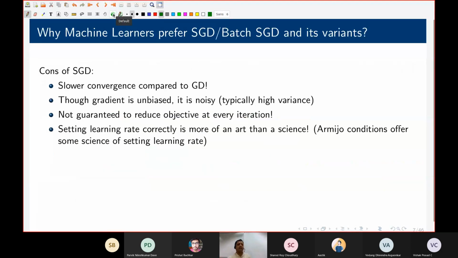So very quickly, let's understand why in machine learning people prefer batched variants of stochastic gradient descent. Stochastic gradient descent is slow compared to gradient descent in convergence. That's a practical aspect. Though the gradient is unbiased, it is noisy. That's what we meant by high variance. And there's no guarantee that you'll have a reduced objective at each iteration. Therefore, I said both the subgradient and stochastic methods, calling them descent itself is a misnomer.